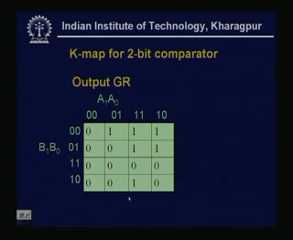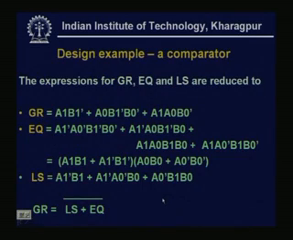Now, if we write the expressions for those 3 Karnaugh maps, for GR, EQ and LS, they are reduced to: GR is A1 B1 dash, A0 B1 dash B0 dash, A1 A0 B0. Similarly, EQ will be A1 dash A0 dash B1 dash B0 dash, A1 dash A0 B1 dash B0, A1 A0 B1 B0 plus A1 A0 dash B1 B0 dash, and this is equal to A1 B1 plus A1 dash B1 dash, times A0 B0 plus A0 dash B0 dash. And the LS line, meaning less than line, will be A1 dash B1, A1 dash A0 dash B0 plus A0 dash B1 B0.